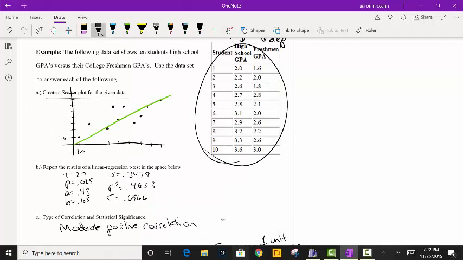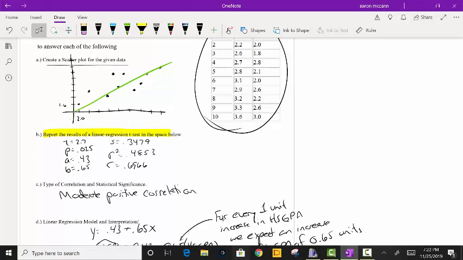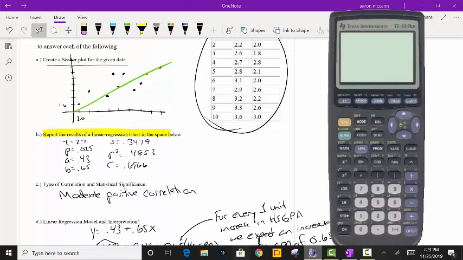All right, guys, so I went ahead and created the scatter plot for this, for high school GPA versus college GPA. And you can see here, guys, there seems to be a positive correlation between the two. And so part B then just says to report the results of the linear regression t-test in the space below. And so I just went to the calculator and ran the linear regression t-test for that data set.